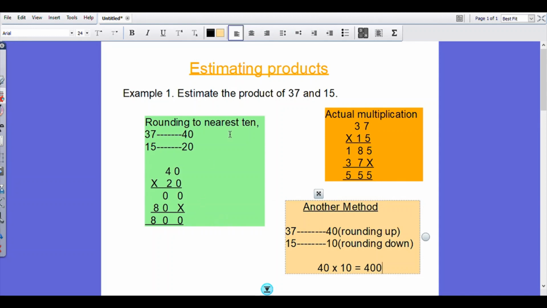And here rounding to the nearest 10 gives 800. So from the above examples, we have seen that this 400 is much closer to the actual multiplication as compared to rounding to the nearest 10.